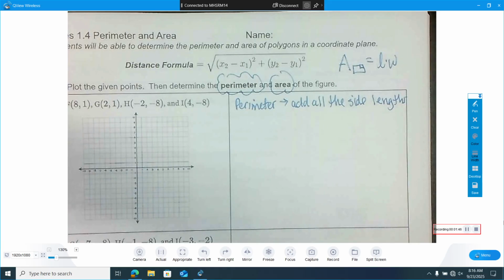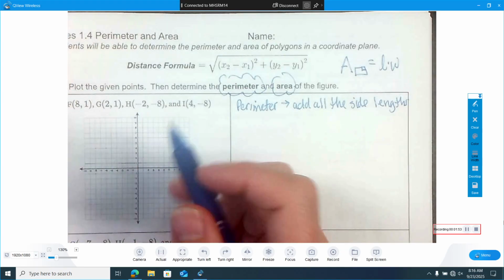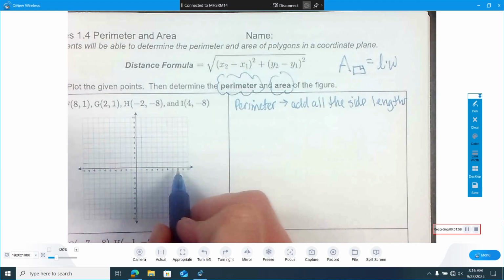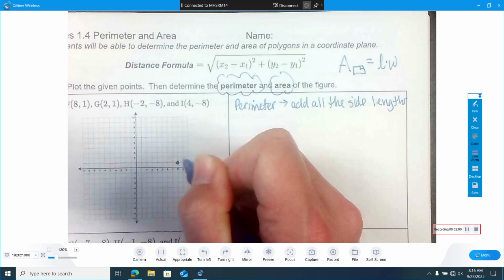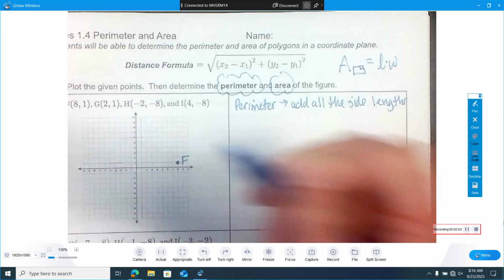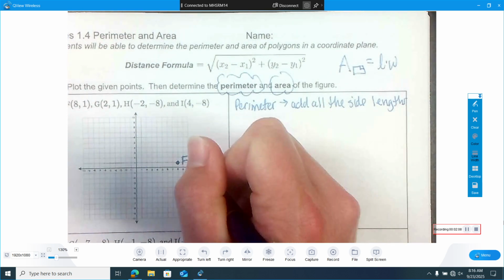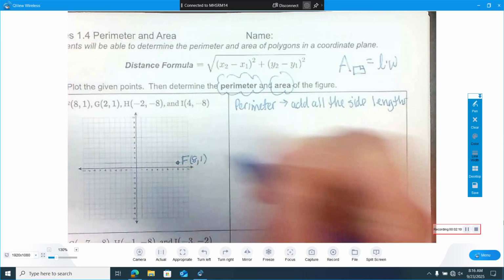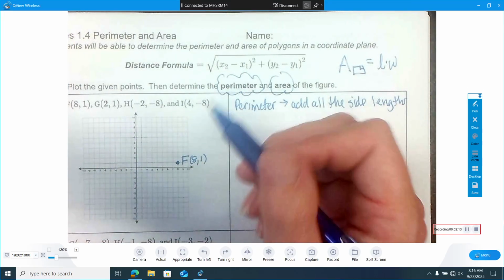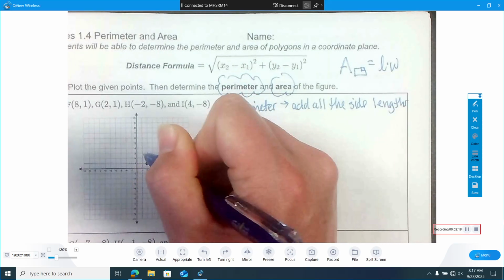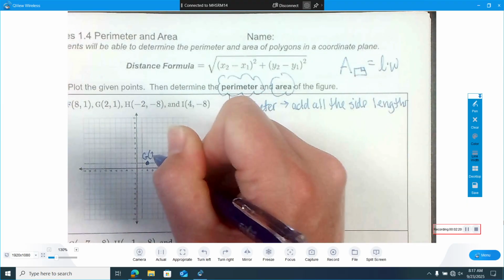All right. Okay, so let's plot these points. The nice thing about Delta Math is it won't let you plot them incorrectly. So F is 8, 1. I have to move horizontally 8, and then we can go up 1. So there is point F, and whenever you plot something, you want to label it so we know what we're looking at. And I'm going to go ahead and put the 8, 1 on there just so I can look at it later. G is 2, 1, so I need to move horizontally 2 and then up 1. So there is G at 2, 1.